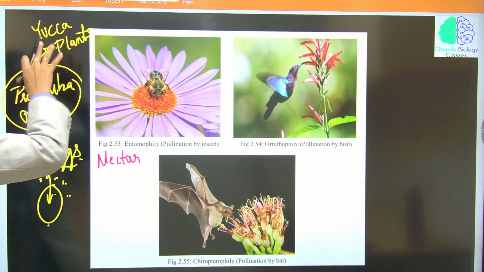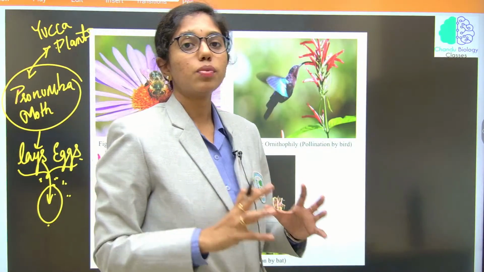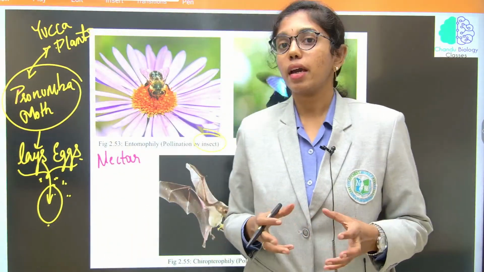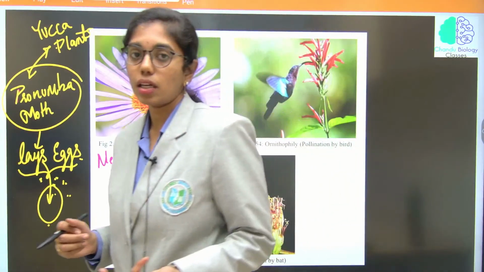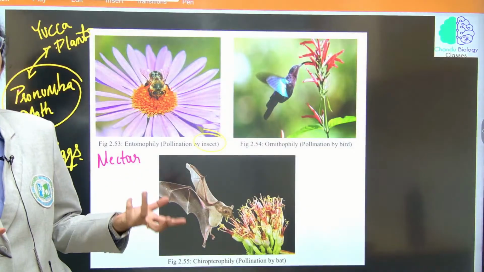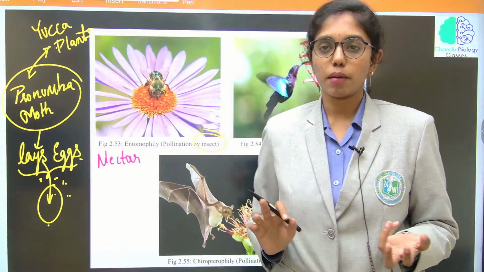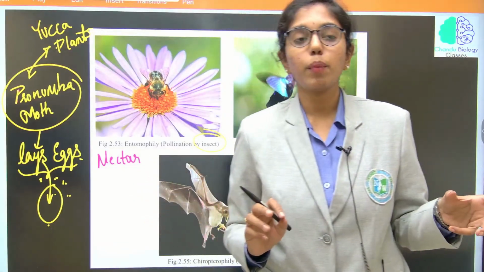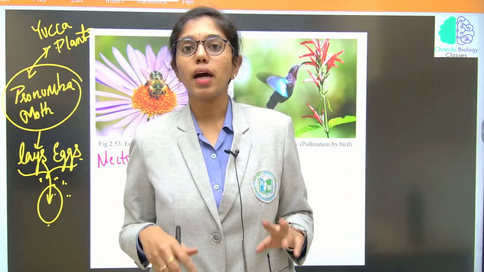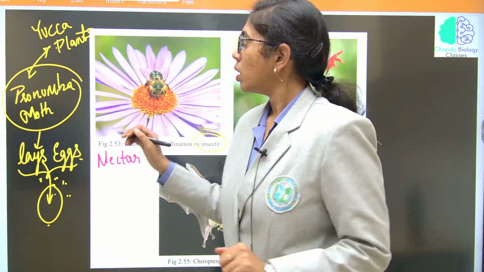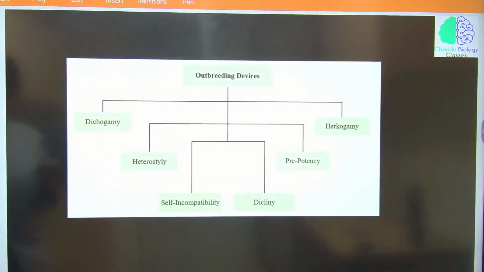So this is about insects, and the characteristic features of the plant: the flowers will be bigger in size, fragrant to attract the insects, and of different colors, and pollen grains are sticky so that they can easily land over the pollinators and over the stigma. Unlike the abiotic pollinating agents where pollen grains are non-sticky, here the pollen grains are sticky. And then outbreeding devices, as we have discussed.